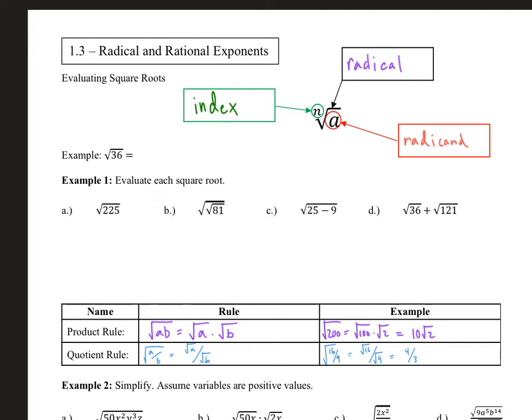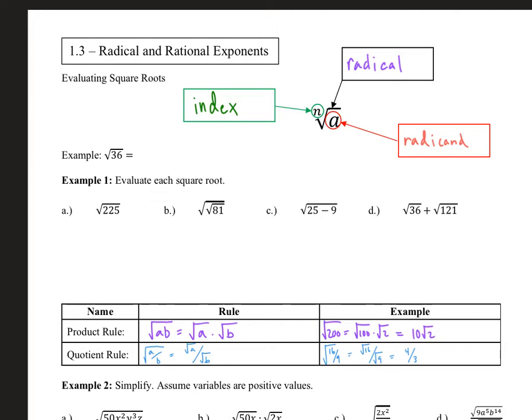Hey there, it's going to be section 1.3 here. We're going to be talking about different properties of radicals, whether they be square roots or other roots, how we deal with rational exponents, and how we deal with rationalizing denominators. So a whole bunch to deal with, like properties and rules regarding radicals.